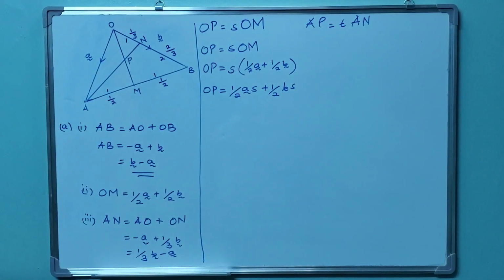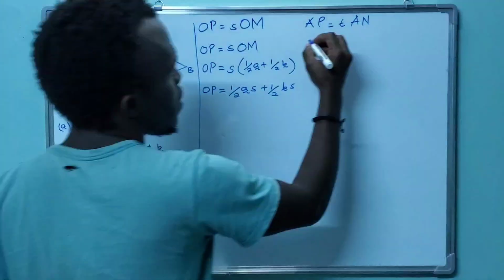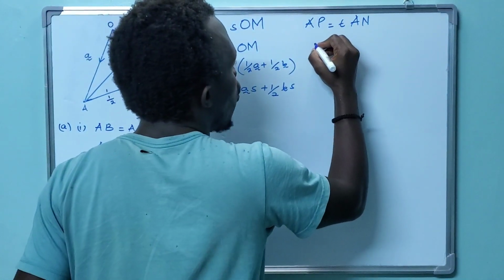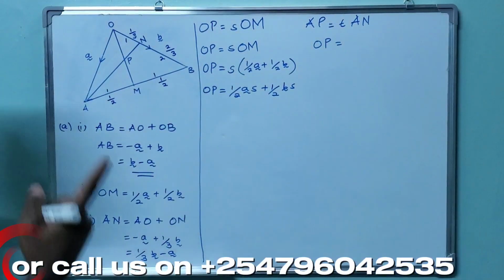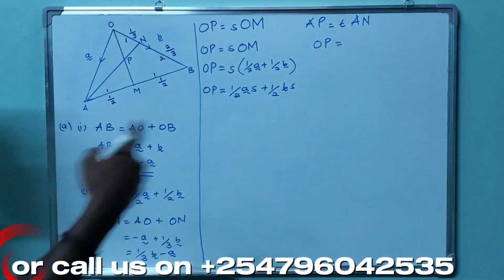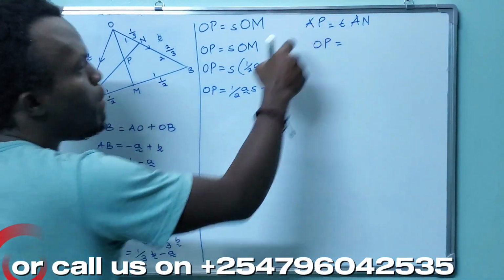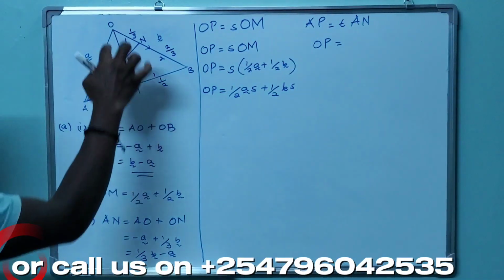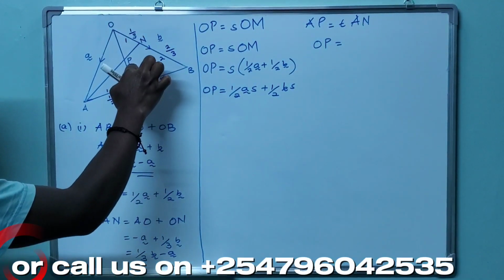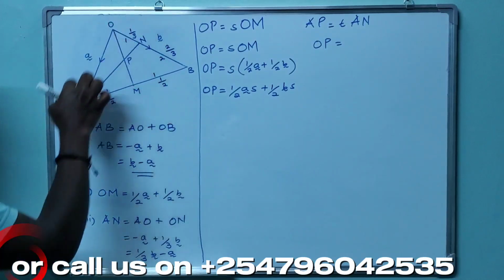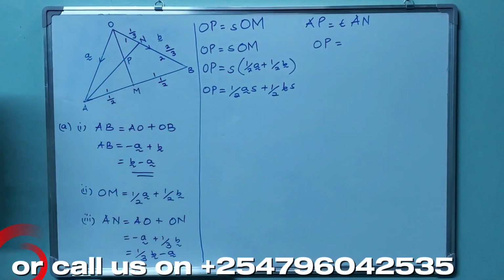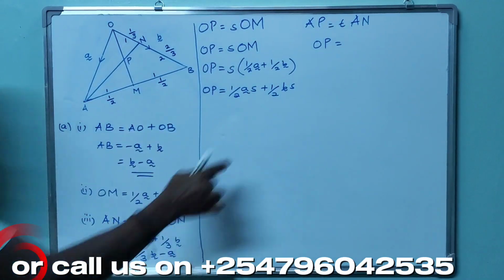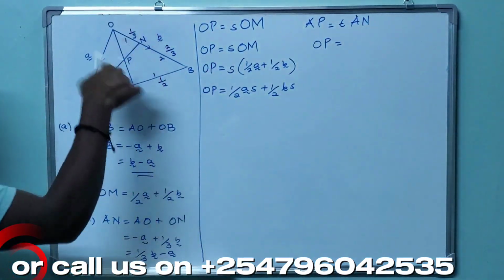Now, remember, you've been told to express OP in two ways. So, I'm going now to express another OP. So, again, OP is going to be equal to what? The next OP, I'm going to look for the OP which contains AP in it. If I want OP, I'm going to go OA plus AP from my diagram. The first OP, you'll get from what you've gotten here. The second OP, you're going to get from the diagram.